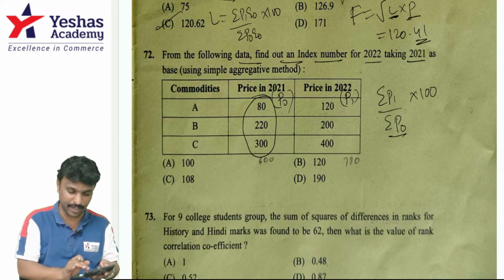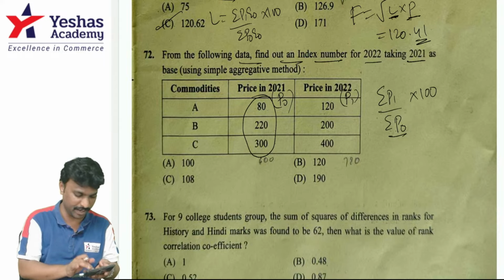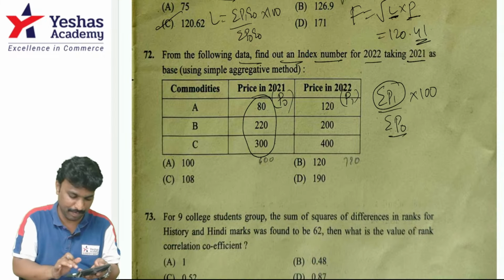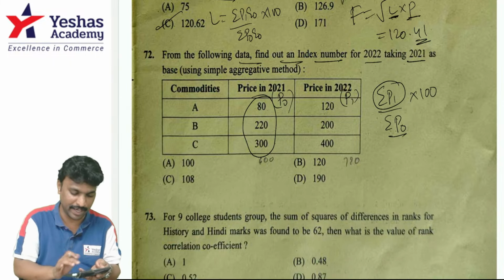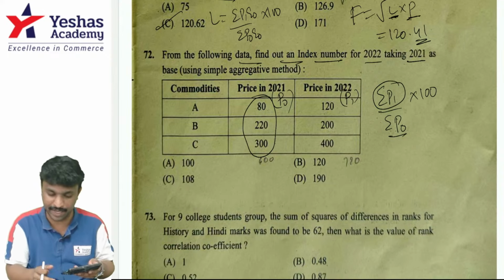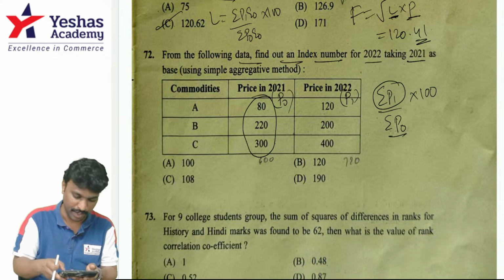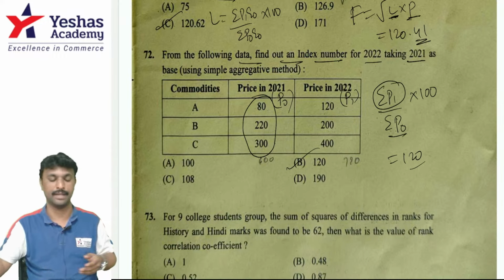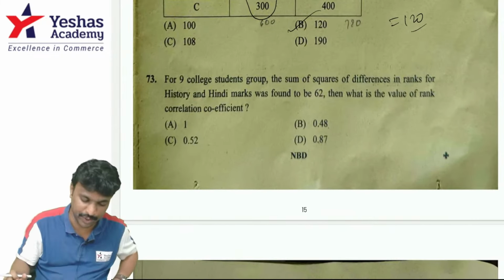80 plus 220 plus 300. Store it by pressing M plus. Now for P1, 120 plus 200 plus 400 divided by, where is the denominator value? In the memory. By pressing MRC, you can recall, into 100 you get the result 120. Option B is the right answer. Moving on to the next question.